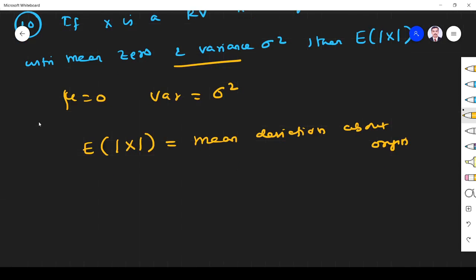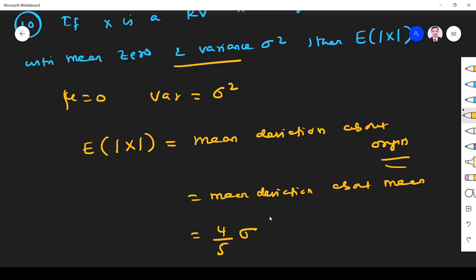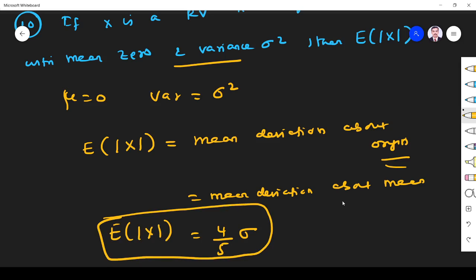So mean deviation about mean, here mean is 0. What they ask is mean deviation about mean, I have to find. Right, mean 0, so again it is the origin. Mean deviation about mean, here mean is the origin. For normal distribution, the mean deviation about mean is 4 by 5 sigma. So E of mod x is 4 by 5 sigma.